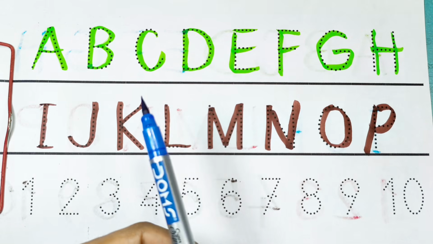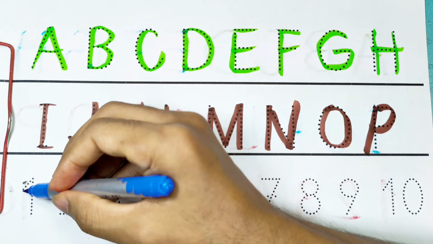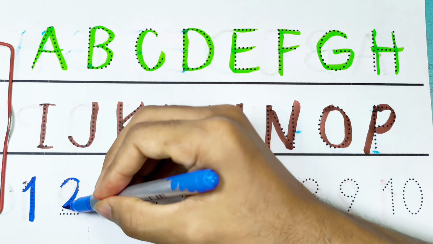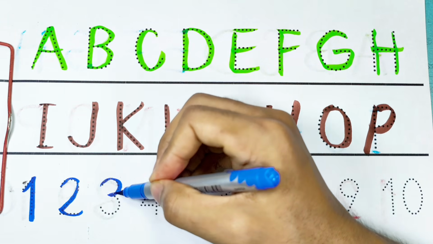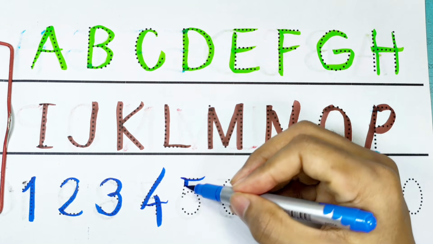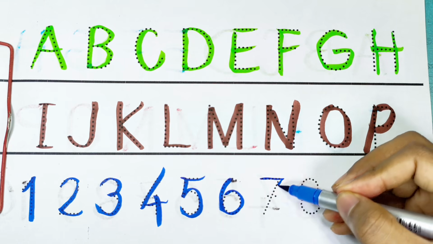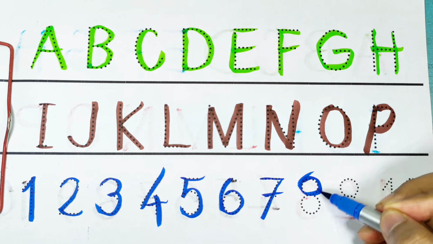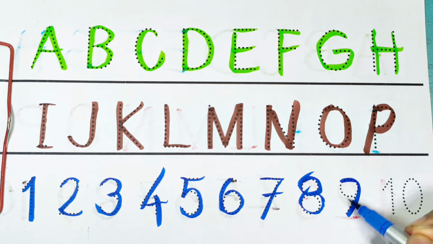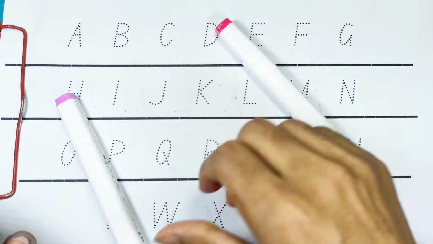And now we're using the color of blue, writing now numbers. 1, 2, 3, 4. Kids, the next one is 5. The next one is 6. S-I-X, 6. 7, 8. The next one is 9. 10. T-E-N.